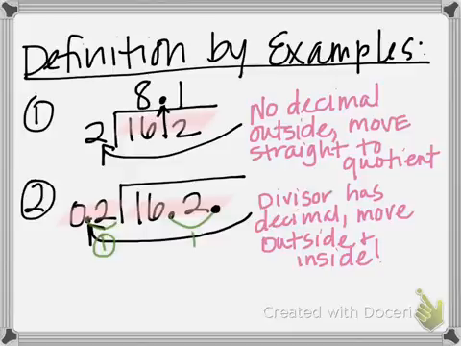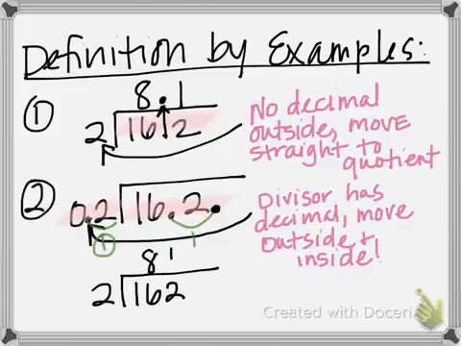We can rewrite the problem so there's less confusion. The new problem is 162 divided by 2. Now there's no decimal, so we carry on with regular division. And that's our answer. Let's do 2 more examples.